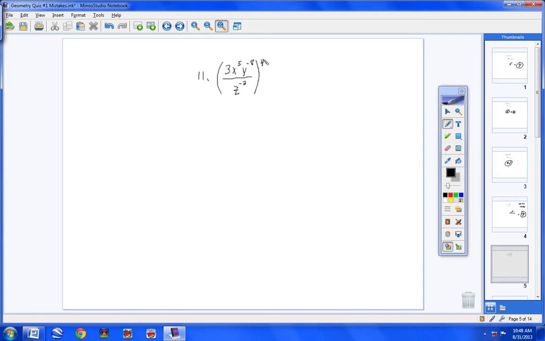All right, now we're going to take this 4, and we're going to multiply it times all of the exponents. Now don't forget there's a 1 right there with a 3. So we're going to multiply that 4 through.